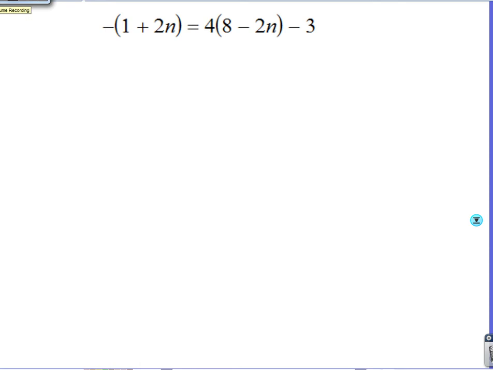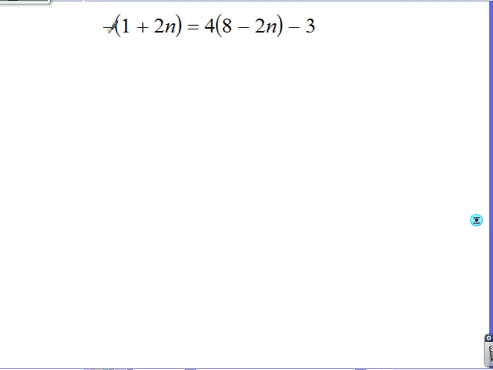Okay, this problem here is just in case you run up on something like this, what would you do? I think I kind of covered it a while ago, I just want to make sure. Here you have 2 sets of parentheses. No big deal. Get rid of them using that same distributive property.